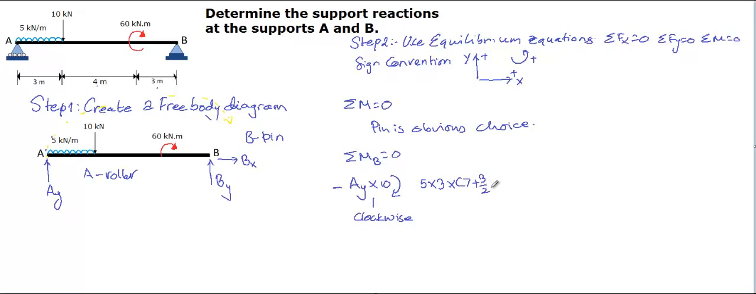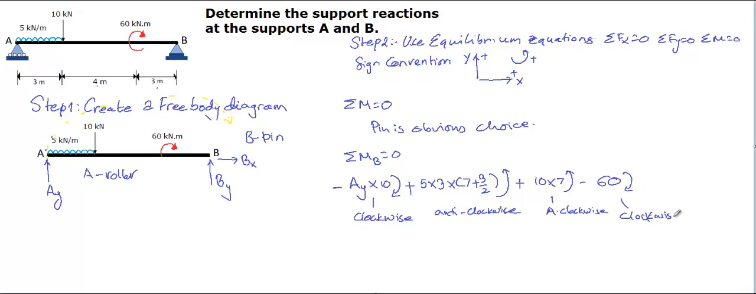Second is the load 5 times 3, the uniformly distributed load, and the distance is 7 plus 3 by 2, and this is creating anti-clockwise rotation. Third one is 10 times 7 meter distance, and it is also creating anti-clockwise rotation, so it should be positive. And the last one is 60 kilonewton meter moment, which is clockwise, so that should be negative, and the summation of all those should be equal to 0.